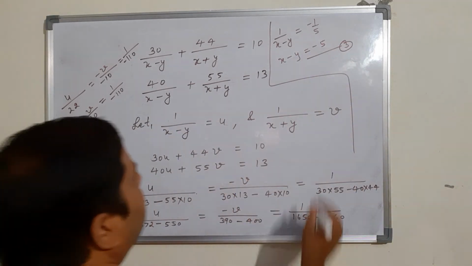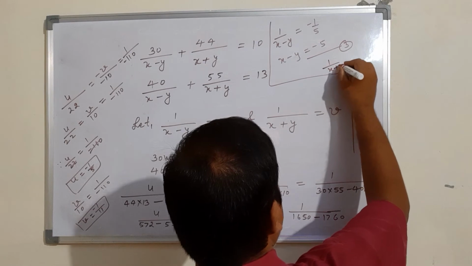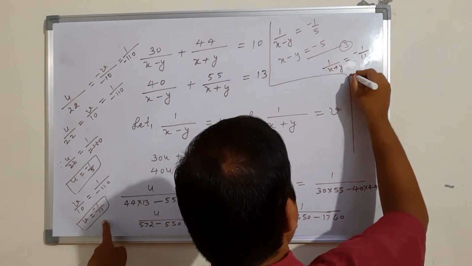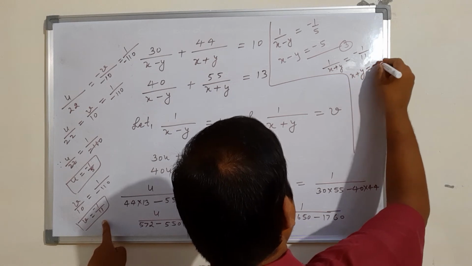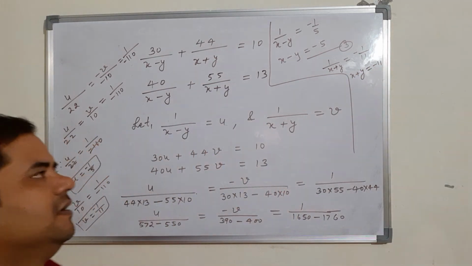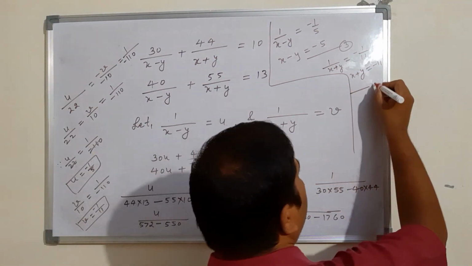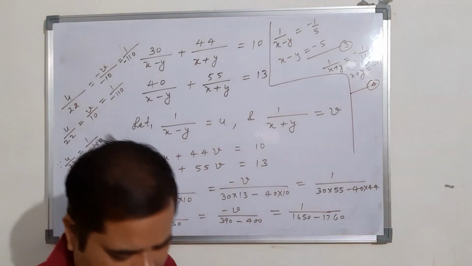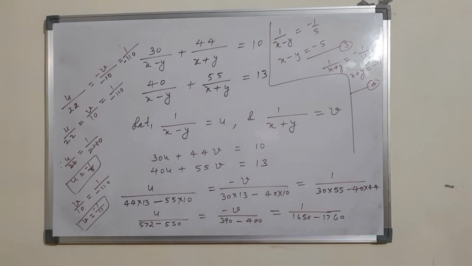Similarly, v is 1 upon x plus y. This is equal to minus 1 upon 11. So x plus y is equal to minus 11. This is equation number 4. After solving 3 and 4, we will get the value of x and y.